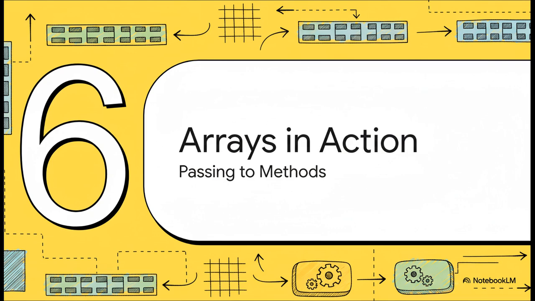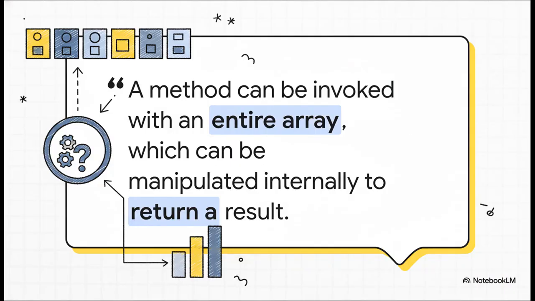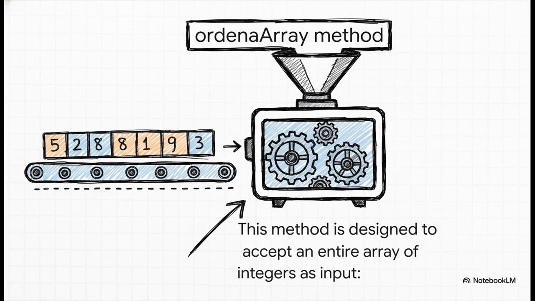Okay, so we know how to build arrays and how to fill them up. Now let's get to one of their most powerful features, how we can pass them around to other parts of a program, we call these methods, to perform really complex operations on the entire collection of data all at once. This is an absolute game changer. A method is like a mini program or a specialized tool that's designed to do one very specific job. And what this means is that you can hand over an entire collection of data, an entire array, to one of these specialized tools. That tool can then go to work on the whole data set and hand you back the fully processed result.